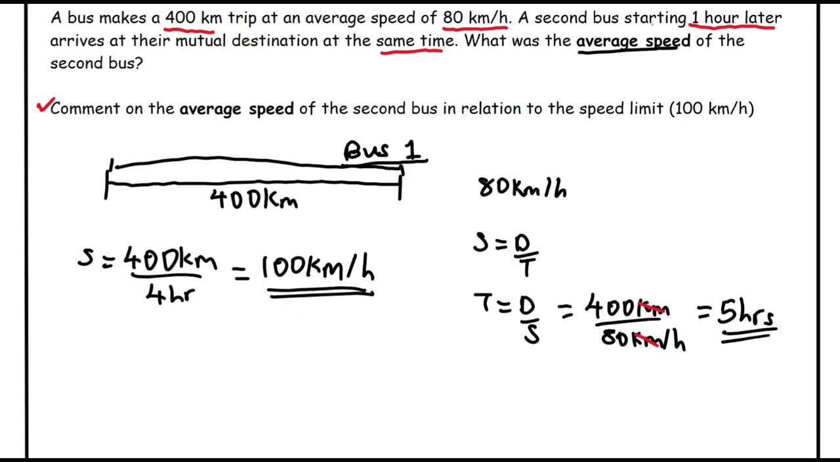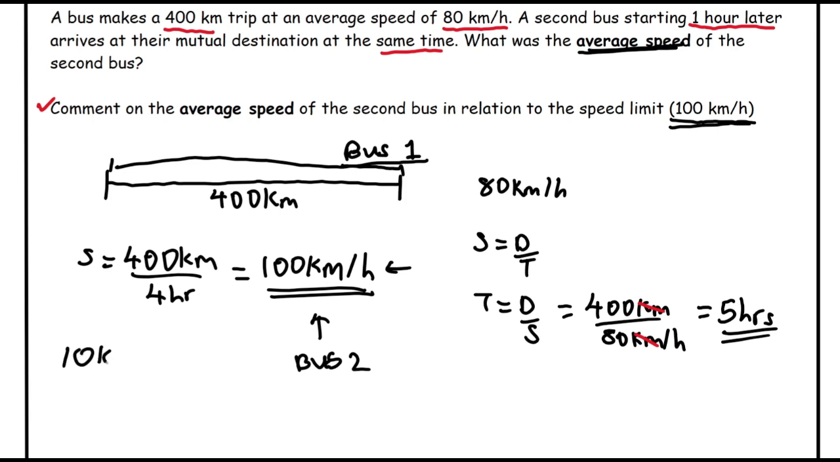Now, we found the average speed of the second bus. This is the average speed of bus 2. The last thing we have to do is comment on the average speed of the second bus in relation to the speed limit, 100 kilometers per hour. Now, if the speed limit is 100 kilometers per hour and the average speed that the bus was moving at is 100 kilometers per hour, it means that this bus was actually going above that speed limit, because for average speed, we take the lowest speed that the bus ever reached.